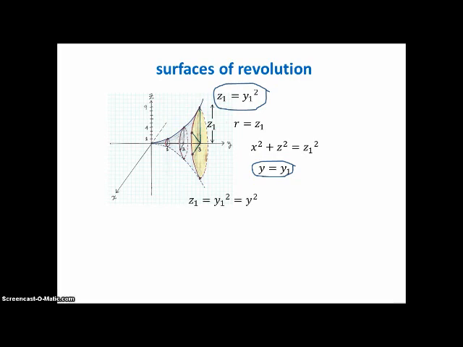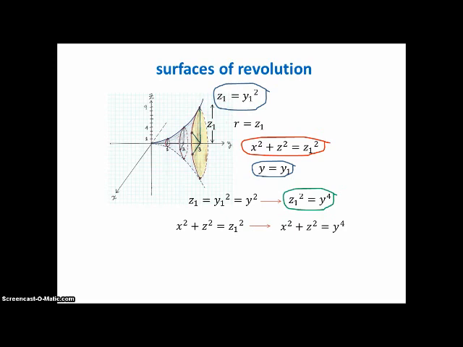And so we have z1, for example, equal y1 squared, which is equivalent to y squared, because y and y1 are the same. And that leads us, if we square both sides, to the fact that z1 squared equals y to the 4th. Well, why do I need that? Well, in that third equation, I have a z1 squared. So now I'm going to take this equation and replace z1 squared with its equivalent, namely y to the 4th. And so this is an equation for the surface in x, y, and z in 3 dimensions.